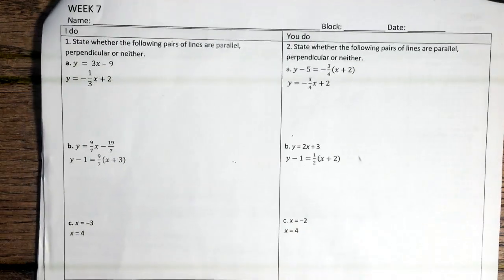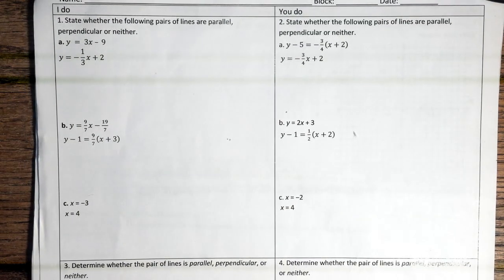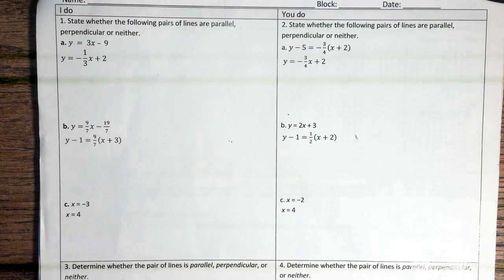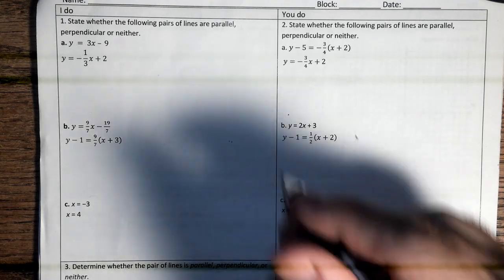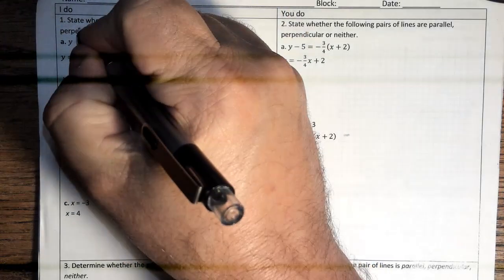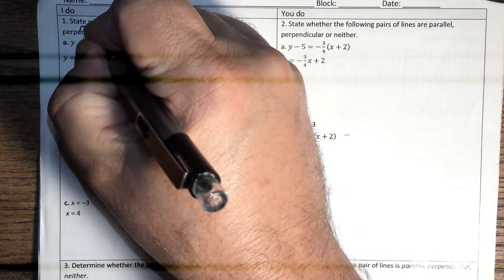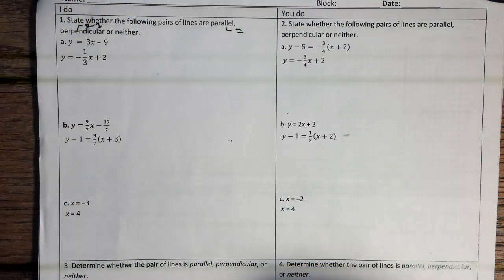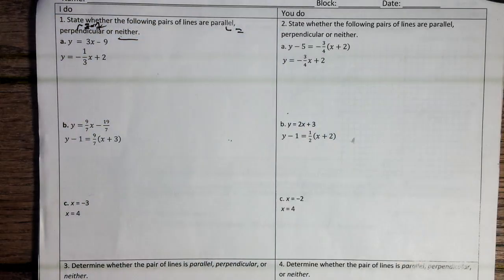Flip over to page 11. All right, top of the page, left side, the I do. Number 1, state whether the following pairs of lines are parallel, perpendicular, or neither. So, parallel is where they are equal. Perpendicular is where their products equal negative 1. And neither is obviously neither.